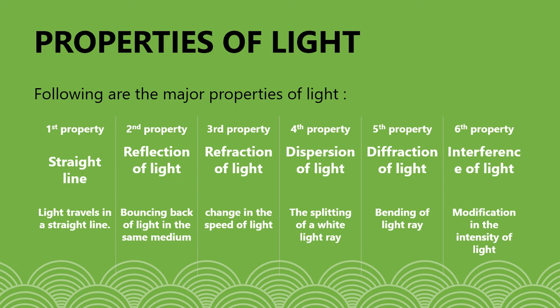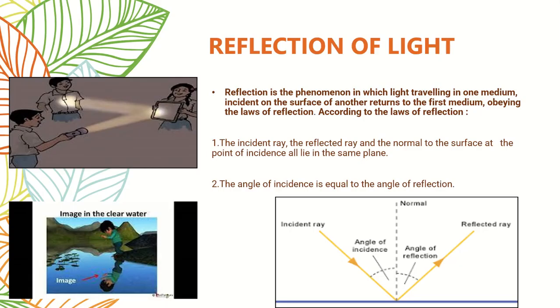Now, let us discuss these properties of light in detail and one by one. The first property of light is reflection of light. How are you going to understand the reflection phenomena? Reflection is the phenomena in which light is traveling in one medium, incident on the surface of another, and returns to the first medium.